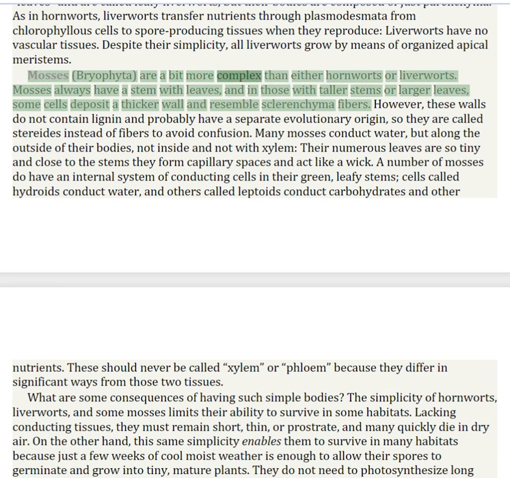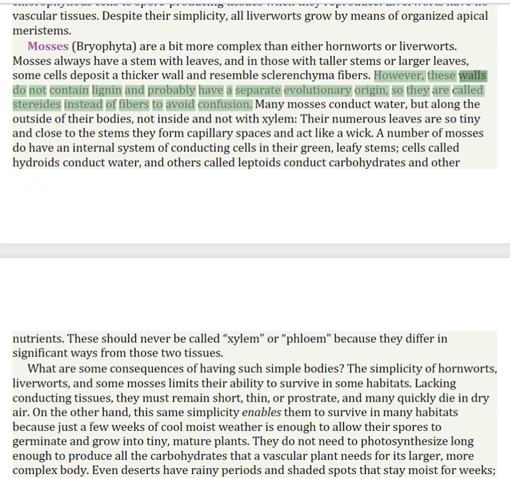Mosses are a bit more complex than either hornworts or liverworts. Mosses always have a stem with leaves, and in those with taller stems or larger leaves, some cells deposit a thicker wall and resemble sclerenchyma fibers. However, these walls do not contain lignin and probably have a separate evolutionary origin, so they are called stereids instead of fibers to avoid confusion.